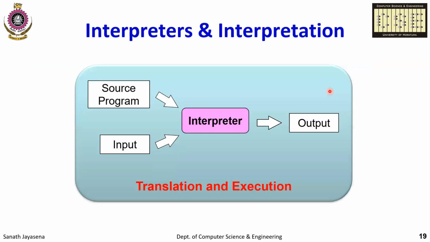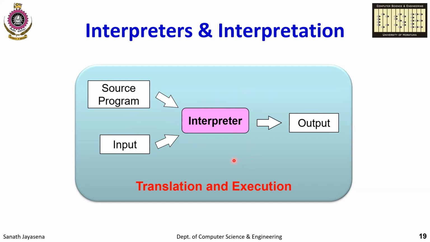Right, let's go to interpreters and interpretation. We already explained basically how it works. You have a source program. The interpreter will take one statement, translate it, and execute. So the interpreter actually does a translation as well as an execution. When it executes, it may have to take input and produce output. So translation and execution both happen.